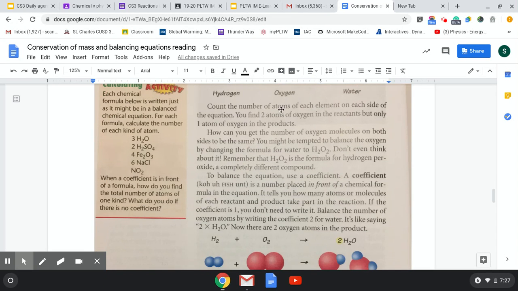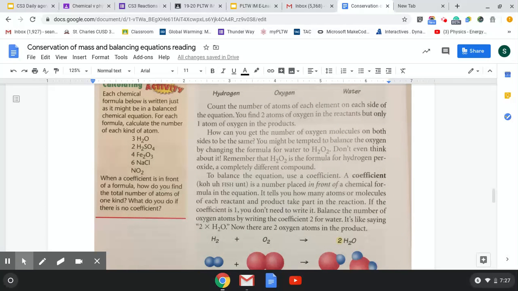So count the number of atoms of each element on each side of the equation. You'll find two atoms of oxygen in the reactants, but only one atom of oxygen in the products. How can you get the number of oxygen atoms on both sides to be the same?